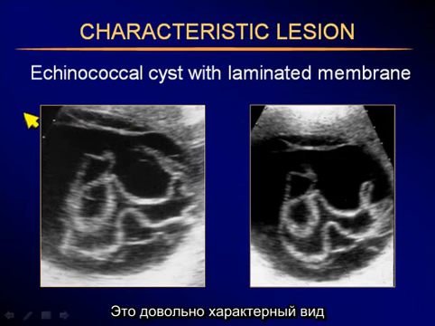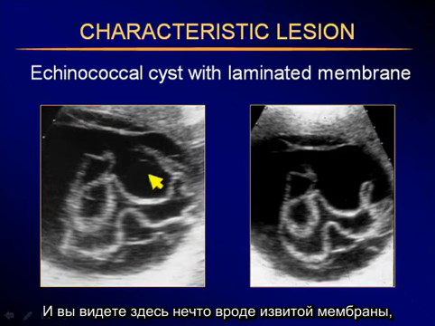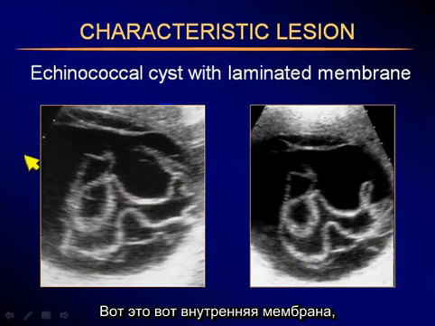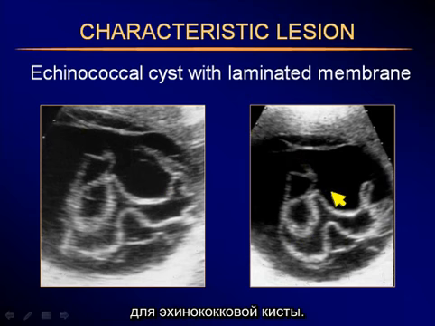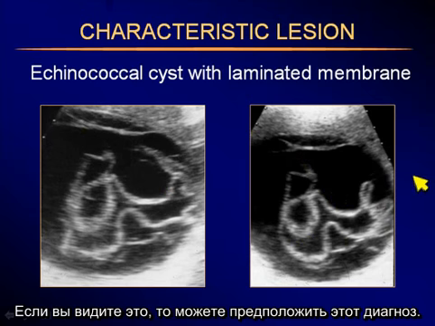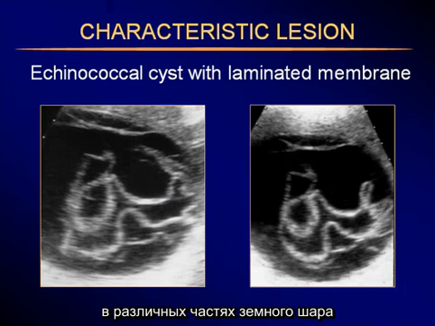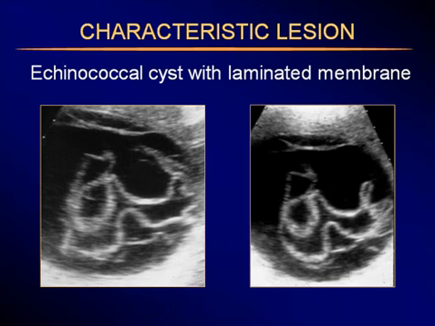This is a fairly characteristic appearance. If you saw a cystic mass in the liver and you saw this kind of folding membrane referred to as the lily pad sign, this is the sloughed internal membrane folding in upon itself, very characteristic of an echinococcal cyst. If you see this, you may be the first one to suggest this diagnosis. Patients travel these days to various parts of the world and may bring back a souvenir, an echinococcal cyst, and nobody may think of it until the characteristic sonographic picture is presented.